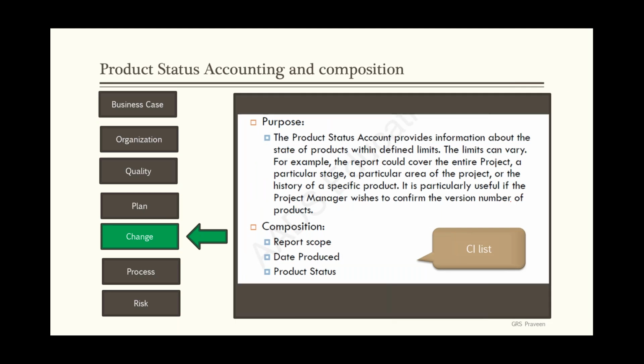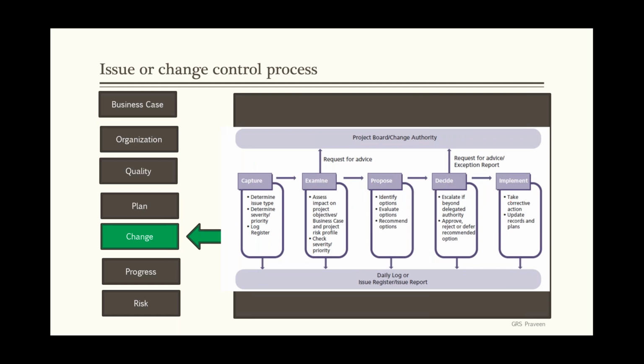Product status account, which contains the latest version, is important overall in the change theme. There can be a question in your examination saying which of the following is not a change control process. One option could be capture, examine, propose, decide, implement, and another could be capture, analyze, discuss, demo, implement. You need to identify the correct sequence.